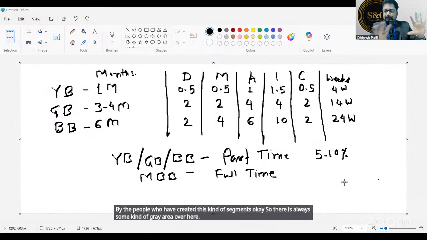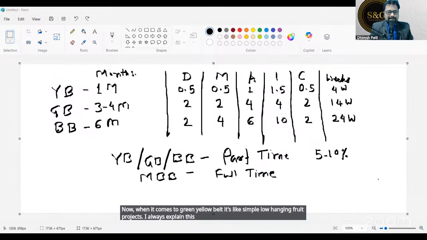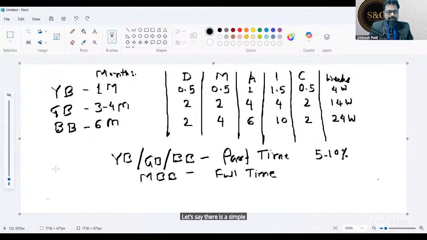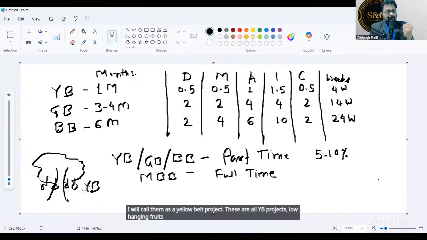Now, when it comes to yellow belt, it's simple low hanging fruit projects. I always explain this with a simple tree diagram. I'll explain it over here as well. Let's say there is a simple tree like this. Just for our understanding, this is a tree. There are low hanging fruits in the tree. I will call them yellow belt projects. These are all YB projects, low hanging fruits, which can easily be identified. A small problem, a small downtime of the machine, a small customer complaint that comes for the first time, that can be a yellow belt project for you.